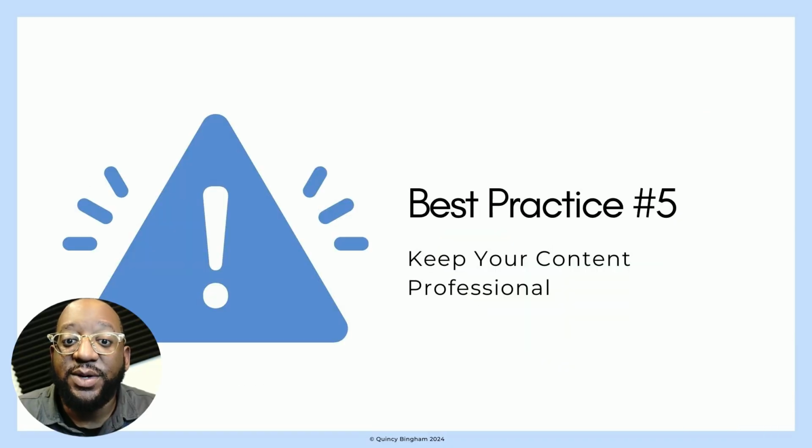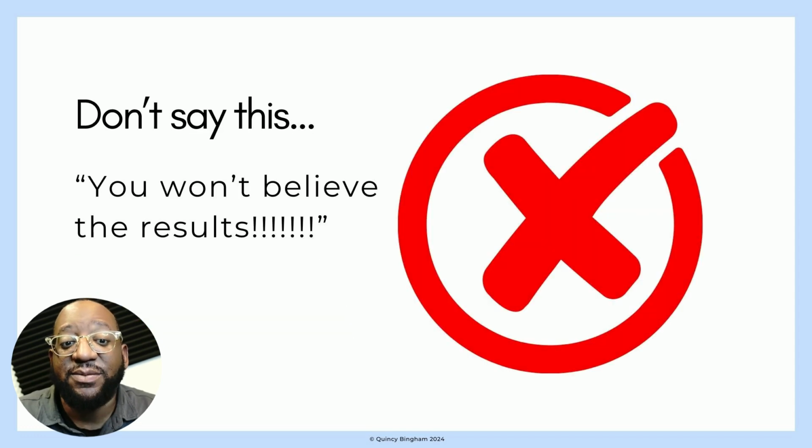Okay, best practice number 5, keep your content professional. Here's an example of what not to do. Add copy like, "You won't believe the results," followed by a lot of exclamation marks. It doesn't specify what exactly you're selling or promising, and the overuse of punctuation just adds to the ridiculousness of it. Google doesn't like to see improper punctuation like the overuse of exclamation marks. It might sound small, but adding those extra 2 or 3 exclamation marks makes your ad seem over the top and aggressive, which Google doesn't like.